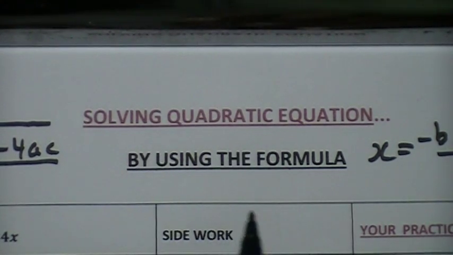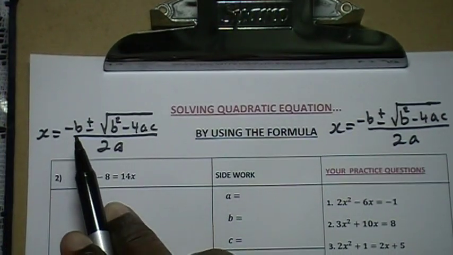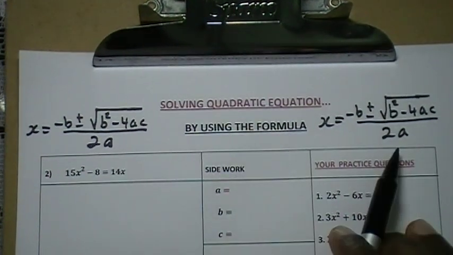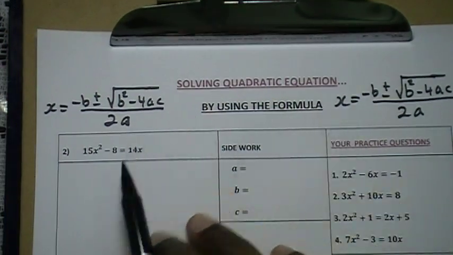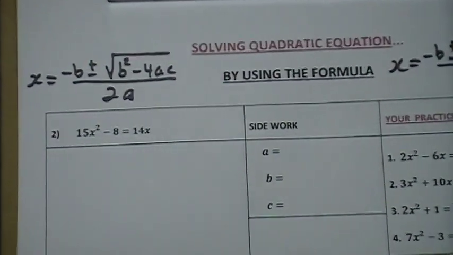So now we're solving quadratic equations using the formula, and we know the formula should be x equals negative b plus or minus the square root of b squared minus 4ac, over 2a. Okay, let's write them out so it can help me along as I go through this example question.